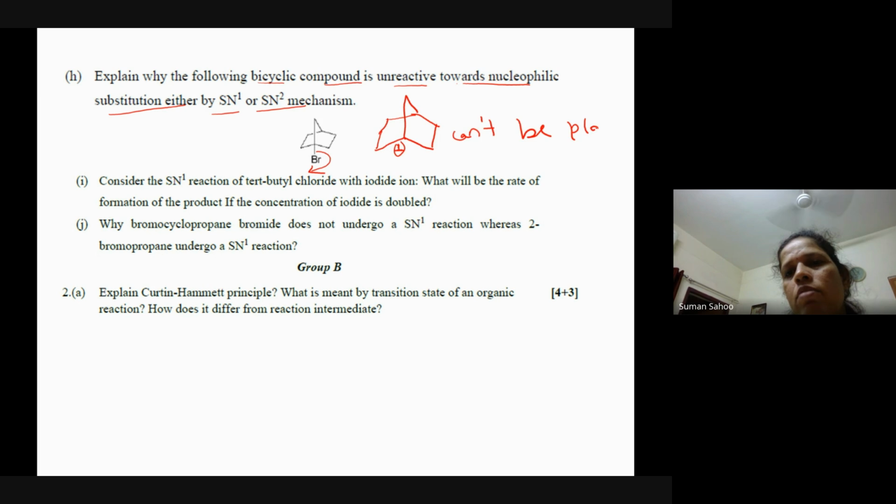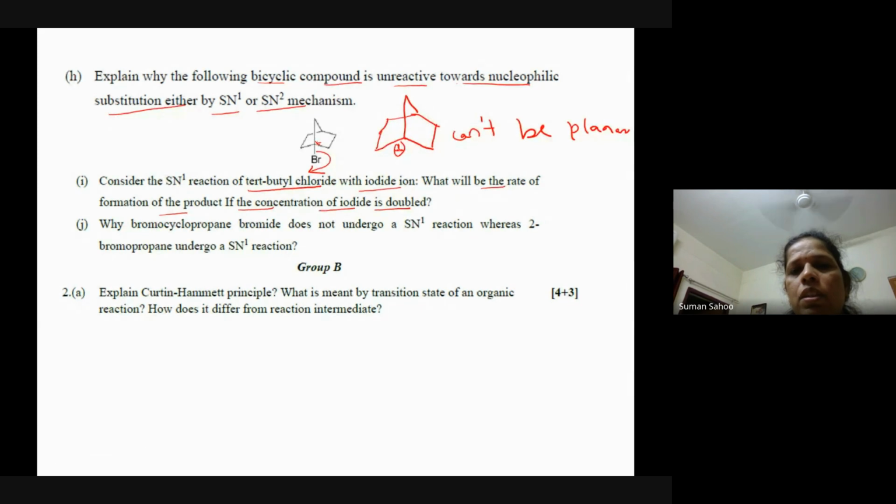So SN1 is not favorable. And for SN2, it has to attack from this back side, which is also not feasible because of the presence of these bridged groups. Consider the SN1 reaction of tertiary butyl chloride with iodide ion. What will be the rate of formation of the product if the concentration of iodide is doubled?